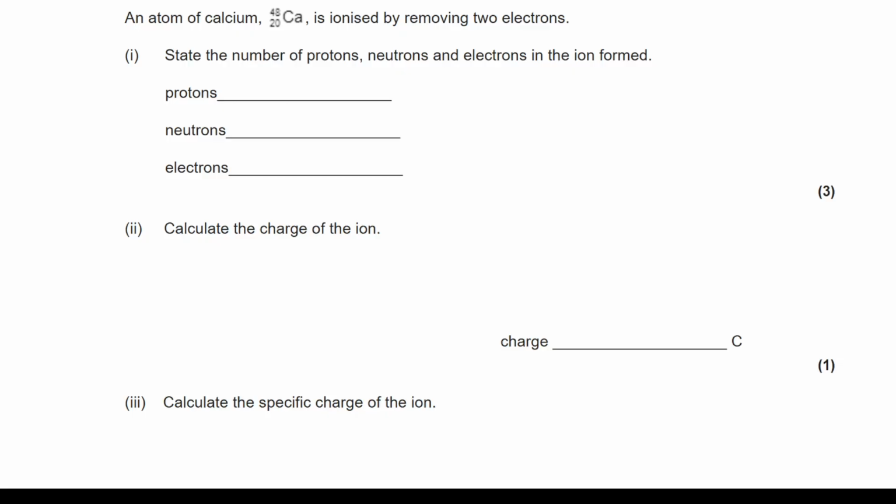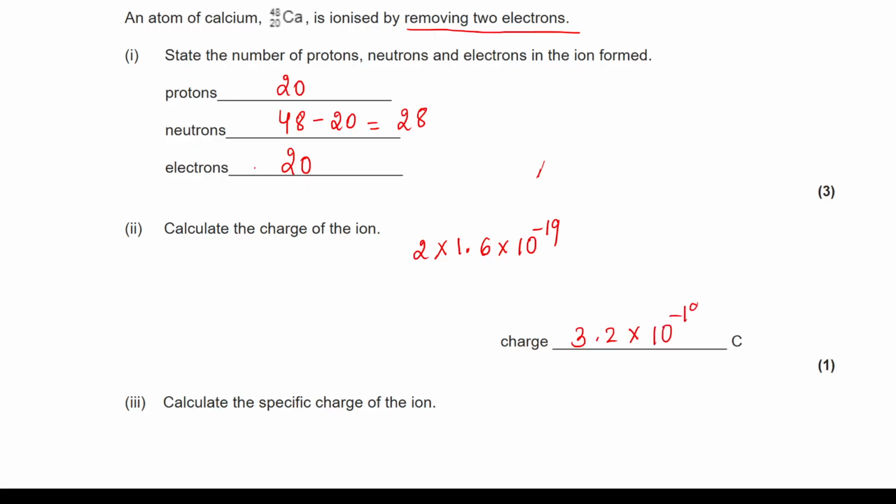Okay, let's try another one. You go ahead, pause the video and try to solve it yourself. See what you are getting here. Okay, I'm going to do it assuming that you have paused it and you're checking the answers now. So protons is 20, electrons is also 20, and neutrons is 48 minus 20, that is 28. It is ionized by removing 2 electrons. So obviously the charge of the ion is because of the 2 electrons. So 2 times 1.6 times 10 to the power minus 19, which is 3.2 times 10 to the power minus 19 coulombs.